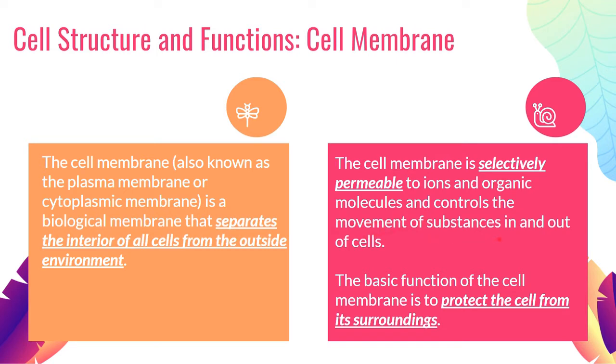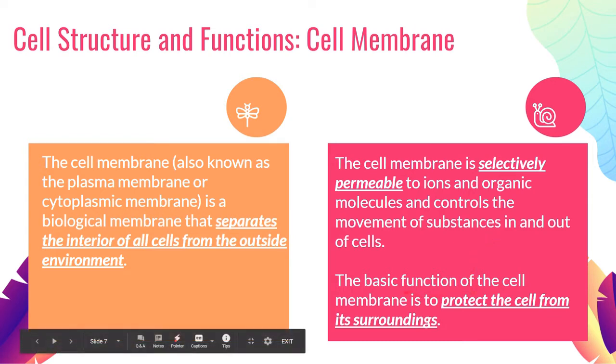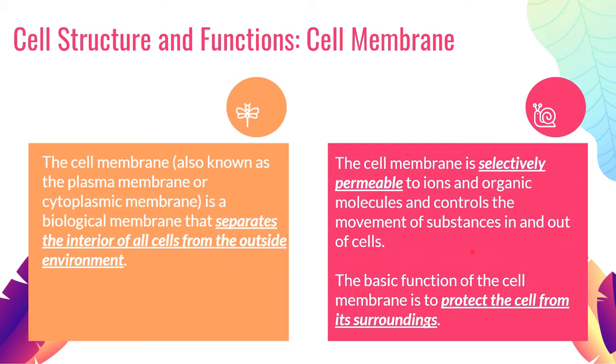Not all materials can go in, not all elements or atoms or molecules can go in, and not everything can leave the cell. That's how the cell membrane maintains the functions of the cell within. So the basic function of the cell membrane is to protect the cell from its surroundings by separating it from the environment and by choosing what to let in and out of the cell.